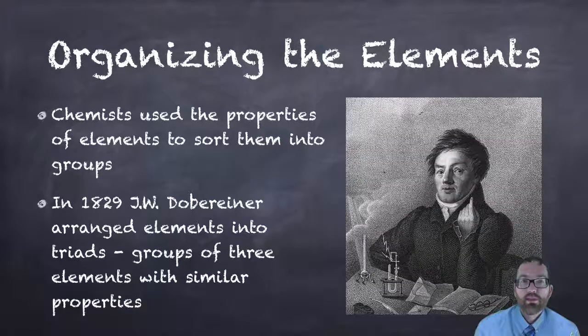And one of the first attempts was by this guy, J.W. Dobereiner. He arranged elements into triads, or groups of 3 elements with similar properties.